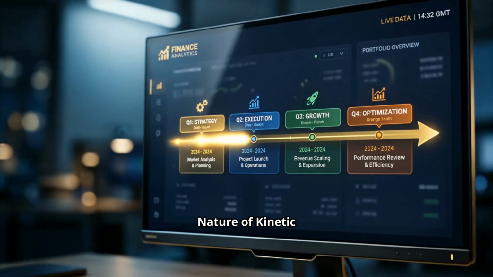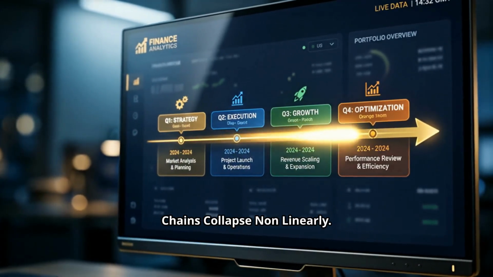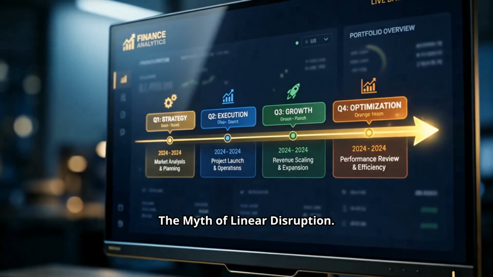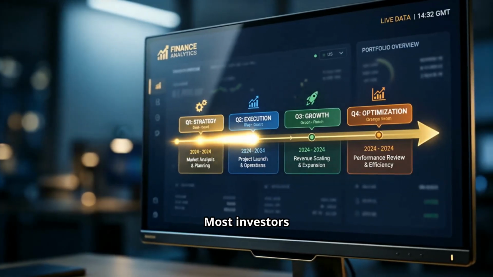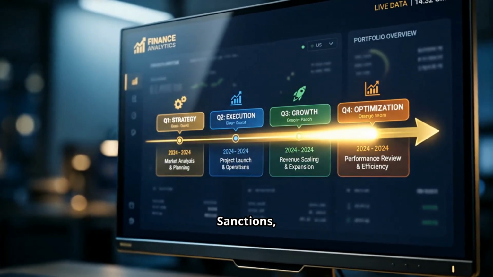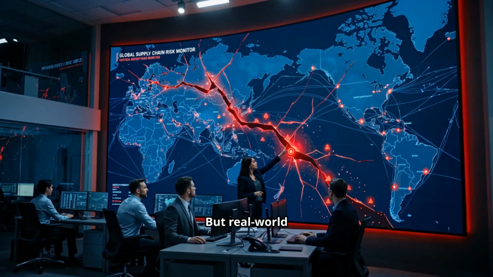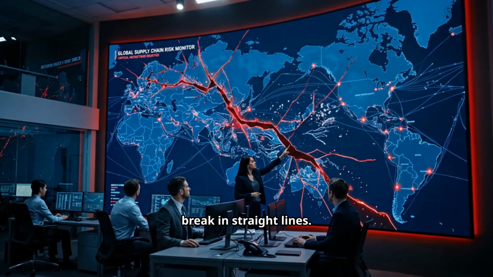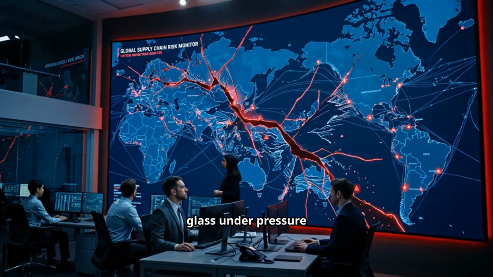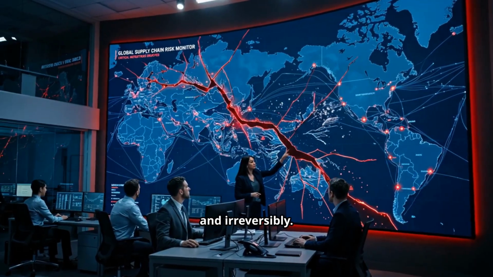Section 1. The nature of kinetic risk. Why supply chains collapse non-linearly. The myth of linear disruption. Most investors still model geopolitical risk as a sequence: tension, sanctions, disruption, recovery. But real-world supply chains don't break in straight lines. They break like glass under pressure, suddenly, asymmetrically, and irreversibly.